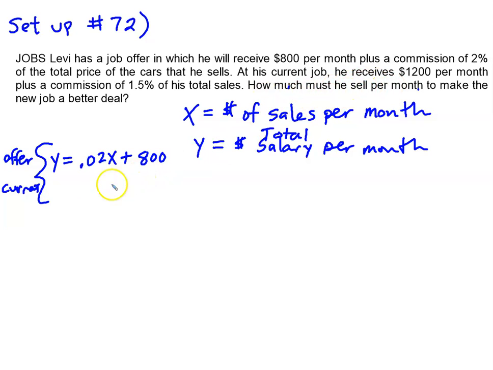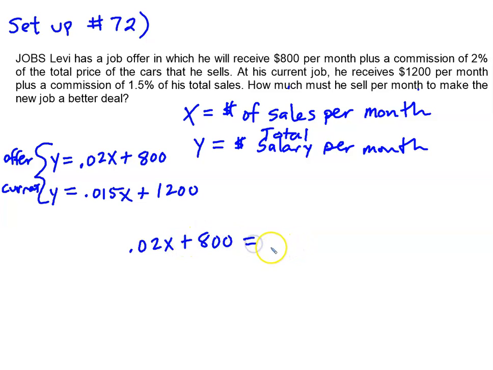What he's doing currently, he gets $1,200 a month, whether he sells 1 or 100. And then the rest is based on how much he sells. So we get 1.5% as a decimal, 0.015, times how much he sells, plus the $1,200 flat fee. So this is kind of like the other problem. I want you to let these two equations equal each other. This is just using substitution. And I'm not going to go too far. I want to see what you come up with.